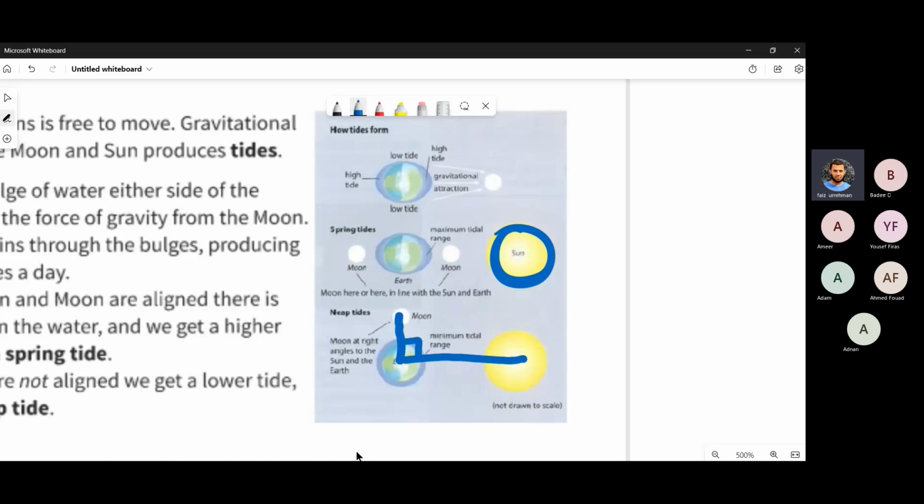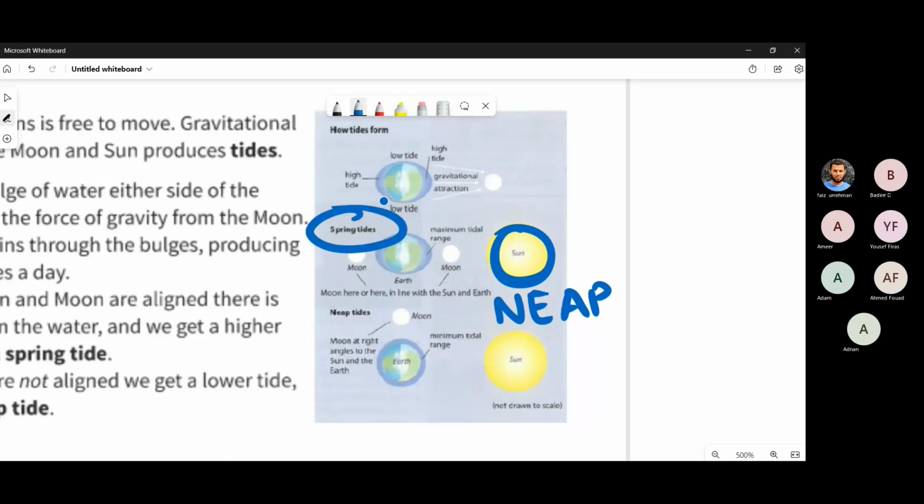But if they are at 90 degrees, like the sun is here and the moon is here, or the moon is here, so it is 90 degrees, in this case the tides will not be very high. These types of tides are known as neap tides, N-E-A-P. And when they are aligned in a straight line, spring tides.